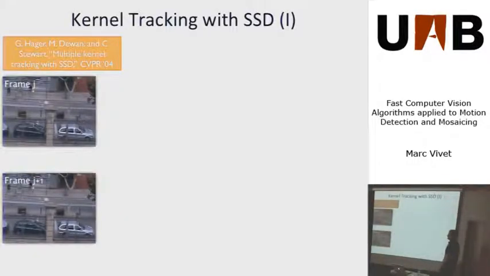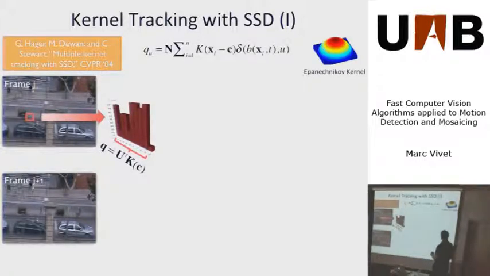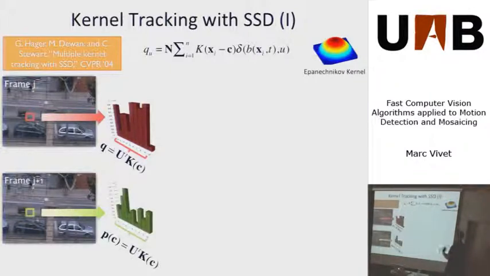So now I will introduce kernel tracking. Kernel tracking works by representing a region of the image as a weighted histogram. And in our case, we weight the histogram using an Epanechnikov kernel. Then we do the same in the frame that we want to compute using the same region. And then we have to minimize the sum of the squared differences between the model and the new model that we have computed in the new frame plus an increment.